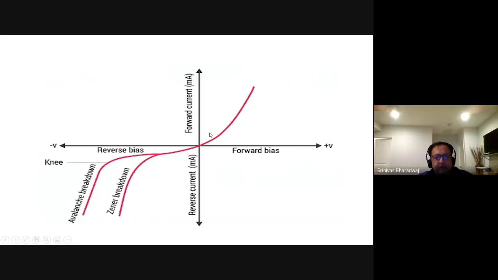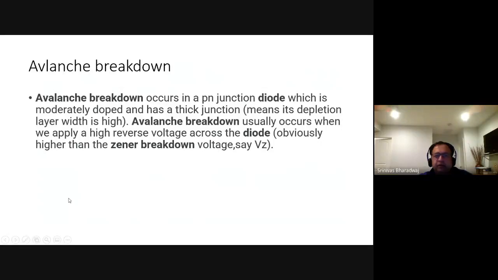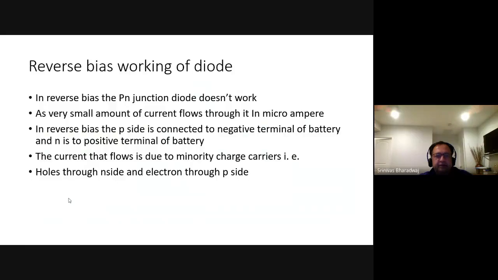So this is forward bias, right? This side is forward bias. This side is the reverse bias. You're applying a negative voltage, right? And then, beyond that knee of that Zener, you have avalanche breakdown. Okay. So now from this point on this side, you will have avalanche breakdown. Okay. So there are two types of breakdown: Zener breakdown and avalanche breakdown.